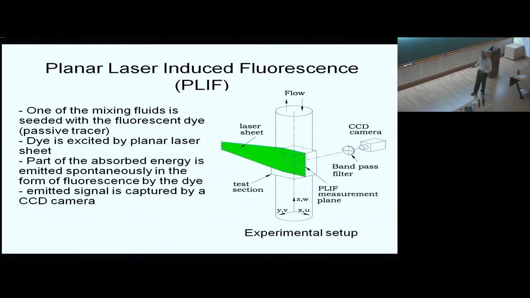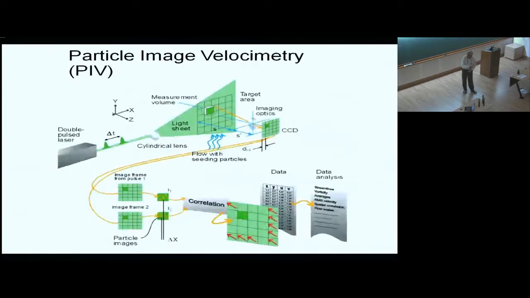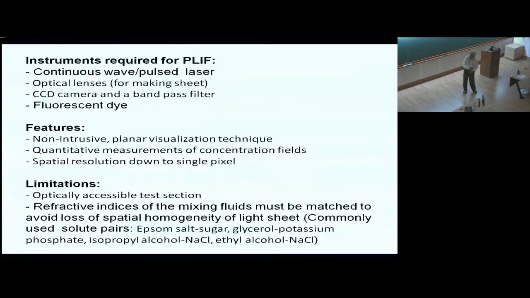Basically you have laser light, for example green light, falling on this test section. The fluid is laced with a very small amount of fluorescein dye. Wherever the dye is present, you will get some fluorescence, and that is captured on your camera. So you need to use a fluorescent dye, and as I said, you get very high spatial resolution, which is limited by the pixel itself.